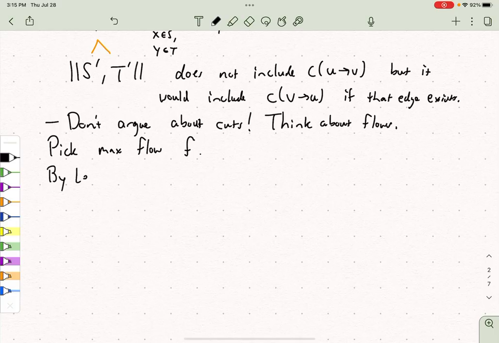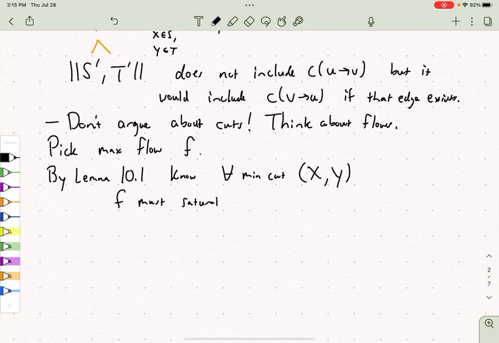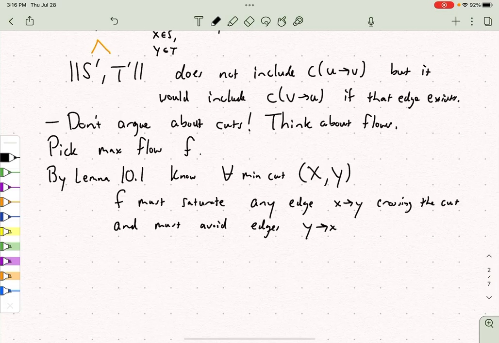So by the lemma, we know for any min cut, and I'll call this xy, F must saturate, in other words, fully utilize the entire capacity, any edge x to y crossing the cut, and must avoid edges y to x crossing in the reverse direction. So that's what we know by lemma 10.1.